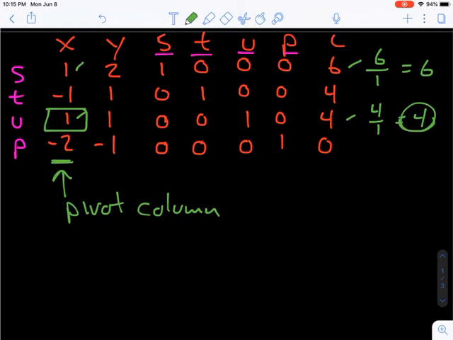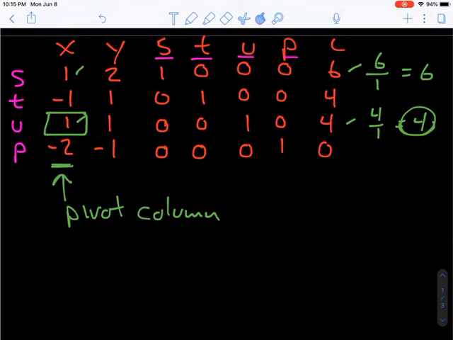So once we know what the pivot is, our objective is to clear the pivot column. That means that we want to make every other number in the pivot column a 0. And we do that using good old-fashioned row operations that we learned in the last unit. So let me get rid of this.